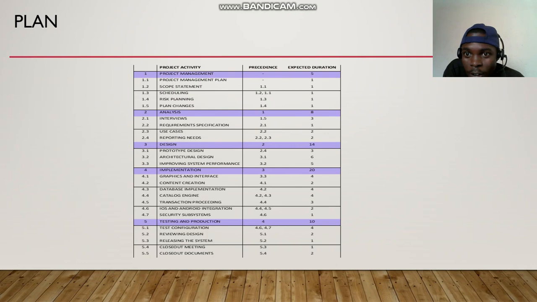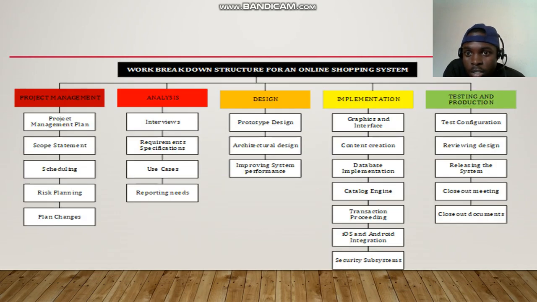I'm going to have project management, that is analysis, design, implementation. All of these activities have been done and they are finished. This is the work breakdown structure, and everything here is done. There is the project management, analysis, design, implementation, and testing and production. So everything here has been finished. Recording this video means that everything is done.